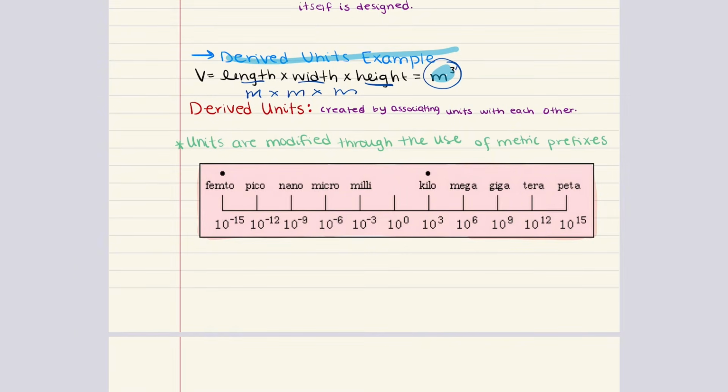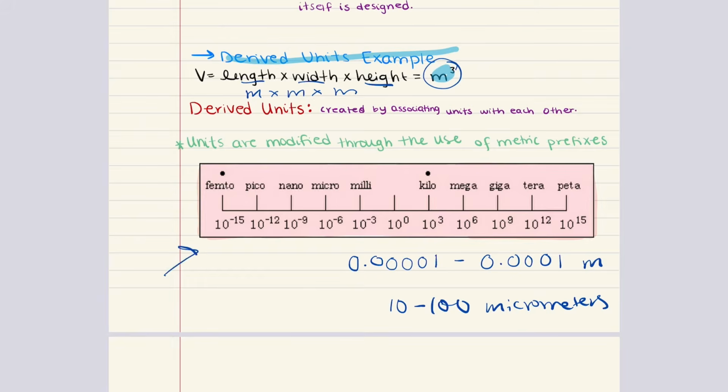So, for example, if you're referring to a human cell, you don't want to say that a human cell is anywhere between 0.00001 and 0.0001 meters, when instead you can say that a human cell is anywhere between 10 to 100 micrometers. So in short, units are modified using metric prefixes to make it easier to refer to different magnitudes of a quantity. And these prefixes allow us to express very large or very small values more conveniently.